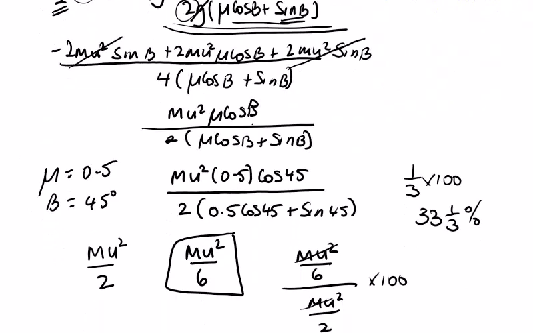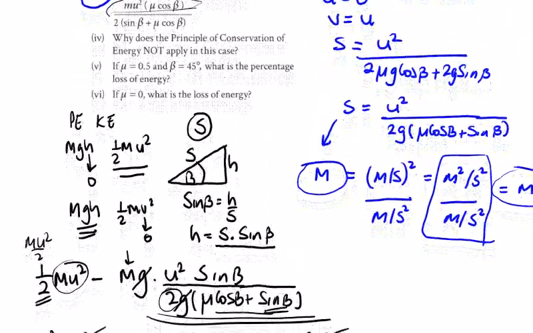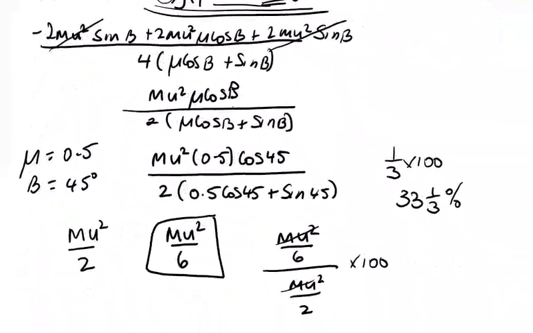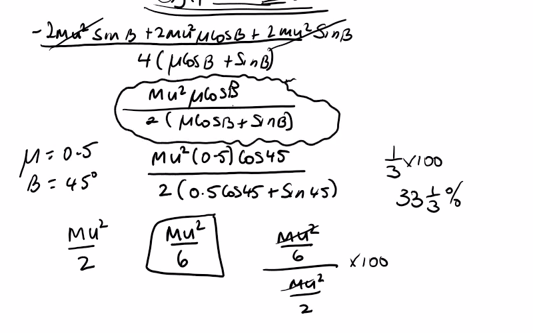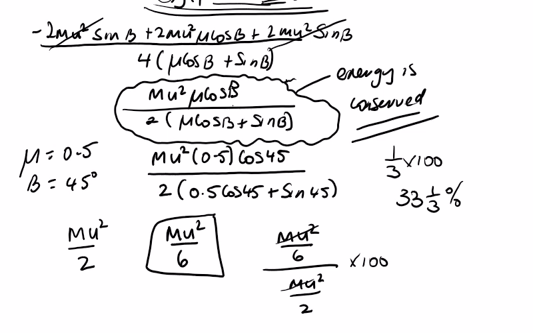And then if mu is equal to 0, what's the loss of energy? If mu is equal to 0, and we're coming down to here, if we put 0 in here, suppose if mu is equal to 0, there's no loss because the energy is conserved. That completes question 6.